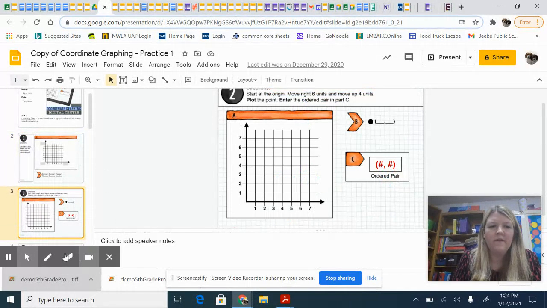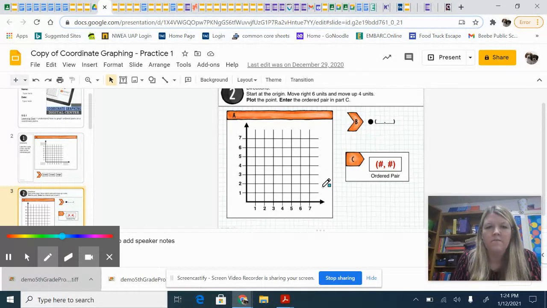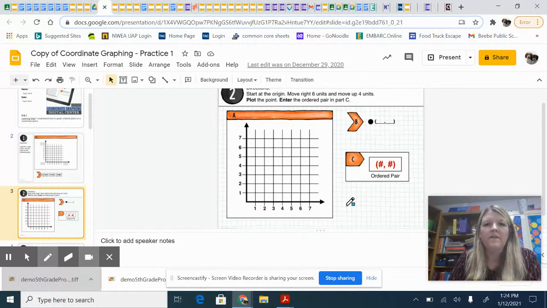So on this next one, it tells us to start at the origin. So we start at 0, 0, and then move to the right 6 units, and then move up 4 units. And you always start with the x-axis. So you always go over and then up. So I'm going to go over to the right 6 units and then up 4 units.